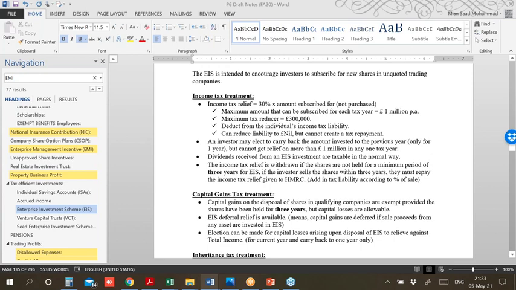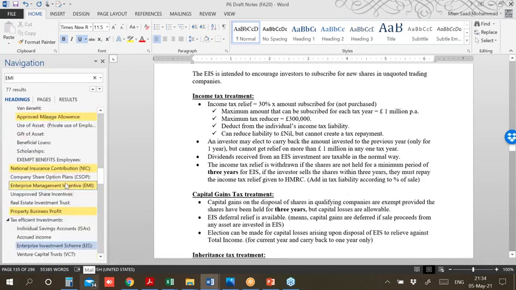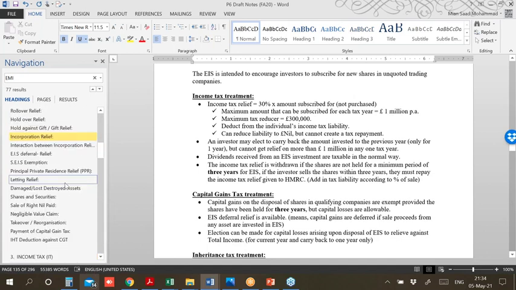EIS deferral relief is available. Now, what is EIS deferral relief? You can find the EIS deferral relief in detail in my notes in the CGT section as well. There you can see EIS deferral relief, but I'll quickly go through it.